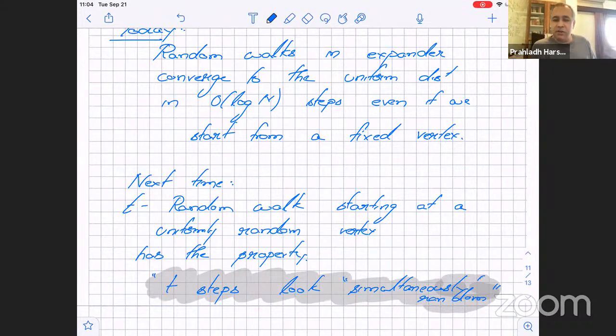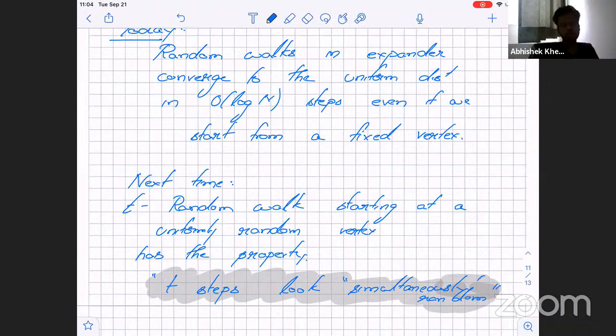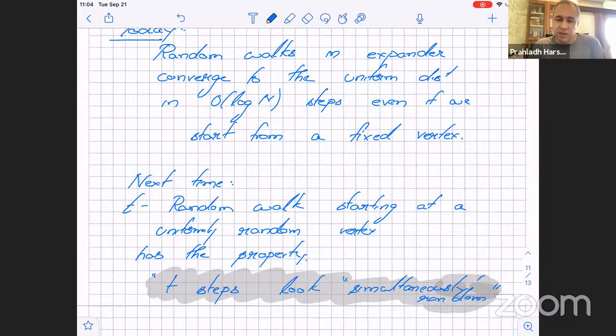By the way, this is also something people who have taken toolkit would have seen, but then the constructions will be new. We will actually construct expander graphs in the next lecture. We will give an explicit construction. We'll not only give an explicit construction, we'll give a super explicit construction also. Okay.